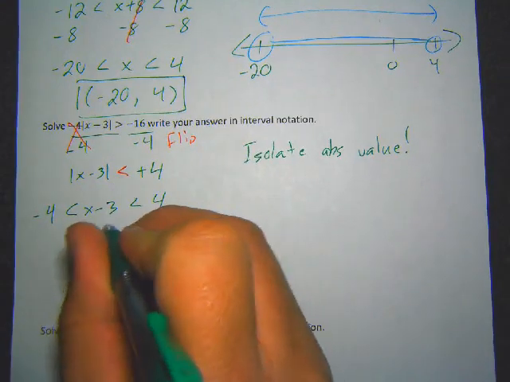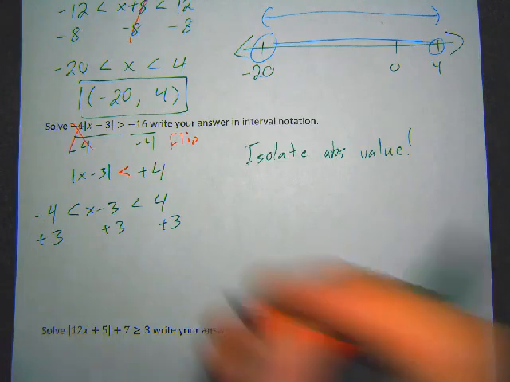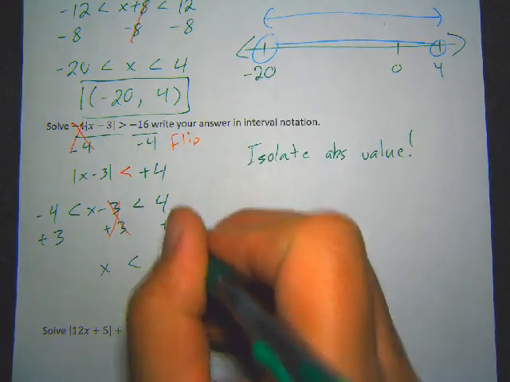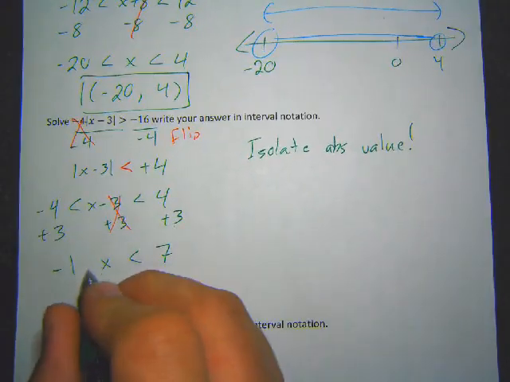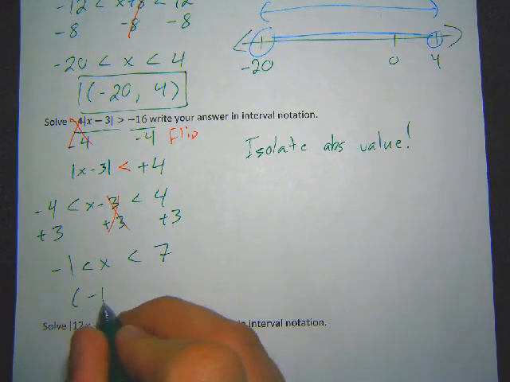Last step, we're going to add 3, and we're going to do it to all the sides, working on three sides at the same time again. Get rid of that minus 3, so we just get x. 4 plus 3 is 7. Negative 4 plus 3 is negative 1. So my answer set is the stuff that's between negative 1 and 7. So my answer is from negative 1 to 7.